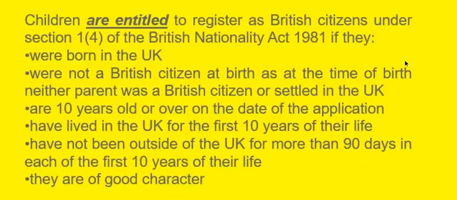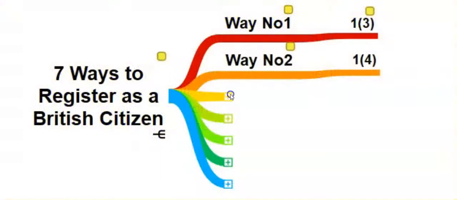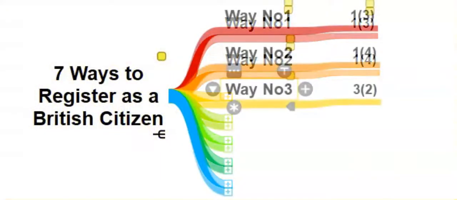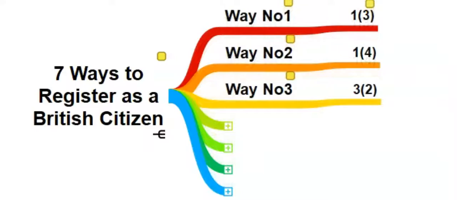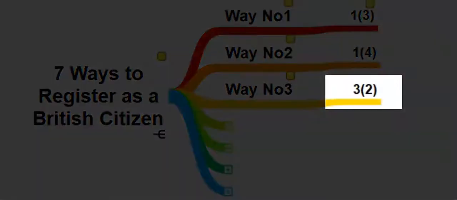And because the application is going to be made by someone who is over the age of 10, they will also need to meet the good character requirements. The next application is for someone who was born outside the UK, and this is the registration provision under Section 3.2.